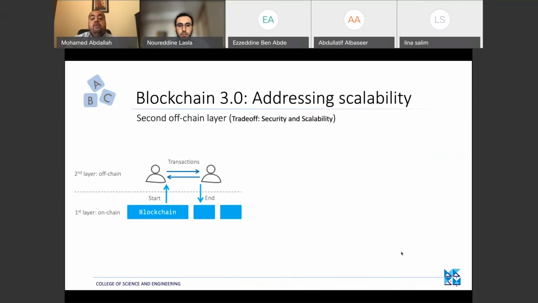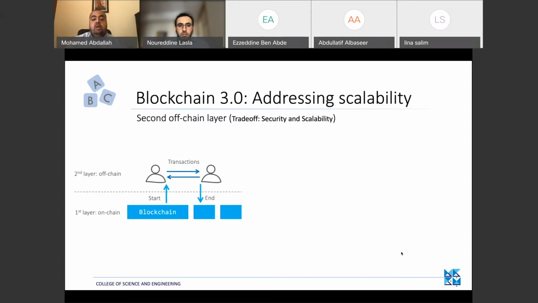So now people have looked at how to address scalability, and they came up with blockchain 3.0. The main idea of blockchain 3.0 is that, rather than having every transaction held by the blockchain, we can actually move some of the transactions to another side chain, off-layer. Two users can handle the transactions together, and then we can aggregate these transactions and, for example, send them every week.